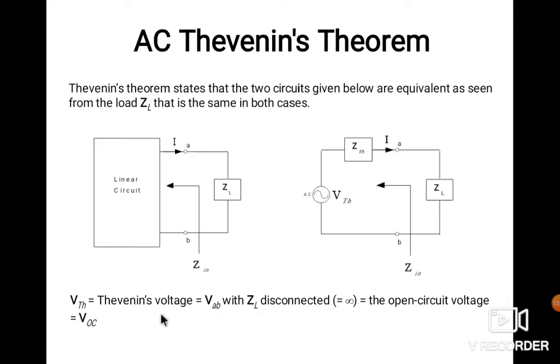VTH is equal to Thevenin voltage is equal to voltage across AB. This is the terminal voltage. Disconnected is equal to infinity. That open circuit voltage is VOC. So here we have said the VOC.